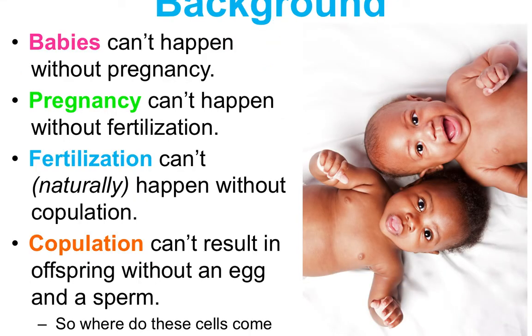So just a little background information on how we got here, because babies can't happen without a pregnancy, and pregnancy can't happen without fertilization. Fertilization, naturally anyway, can't happen without copulation. Copulation can't result in offspring without there being an egg and a sperm. So where do these cells come from anyway? In other words, where do we get the cells that ultimately make babies?